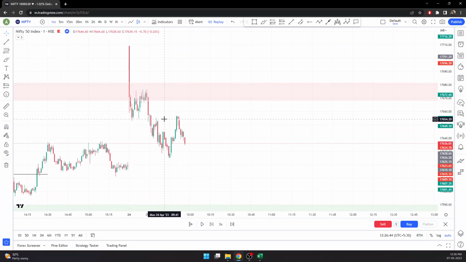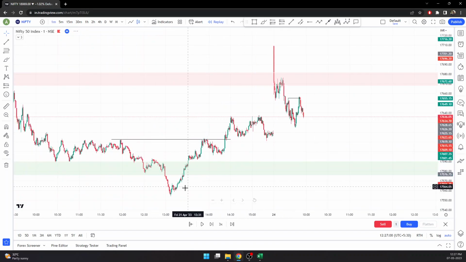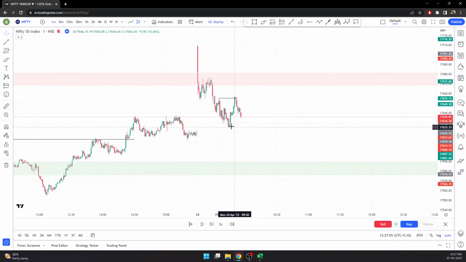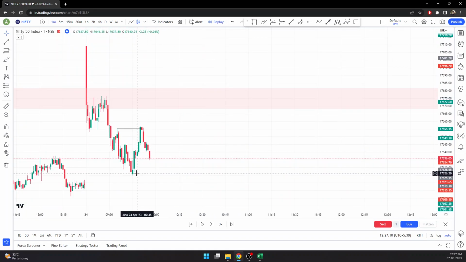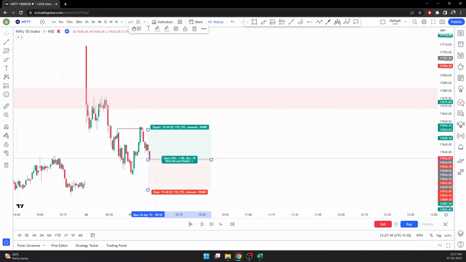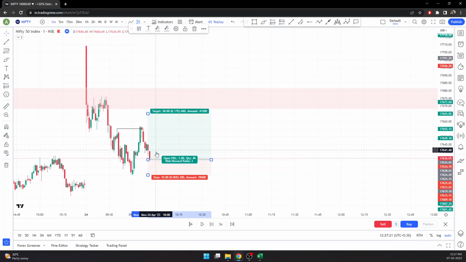This is a strong move onto the upper side. It broke this level, so sellers are not able to hold their levels. Came back down. It is just a continuation of yesterday's levels, so buyers are still holding their levels, not able to make any new low, so this is good news. Let me just mark my entry somewhere here with 10 points of SL.